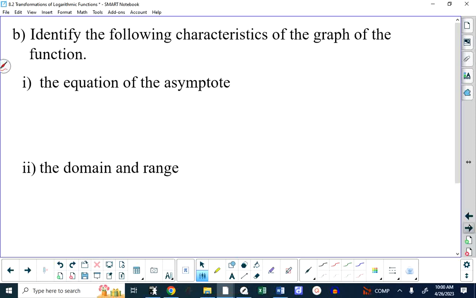Equation of the asymptote, x equals -3. Domain, x is greater than -3. Range, y is any real number.